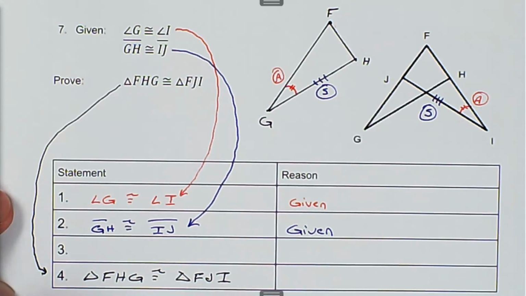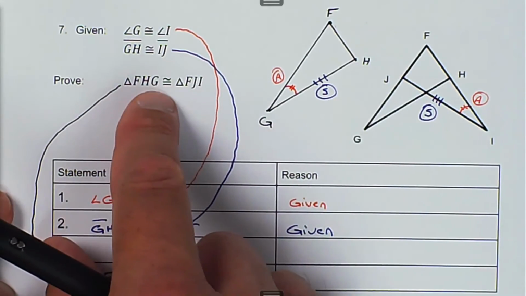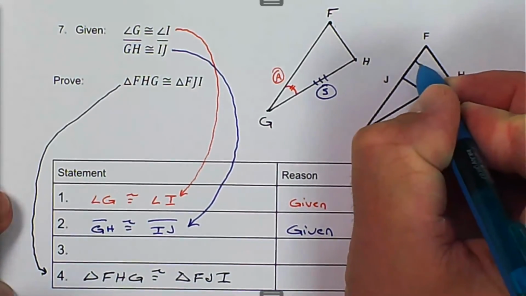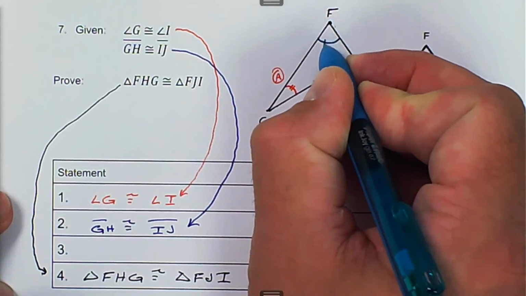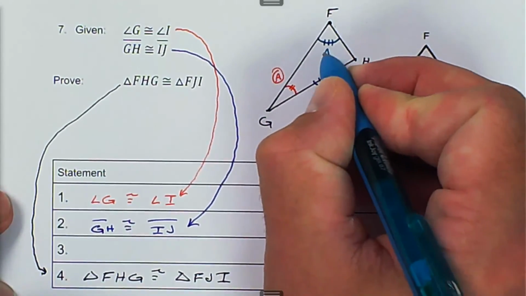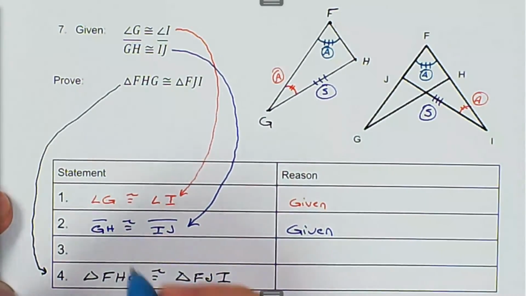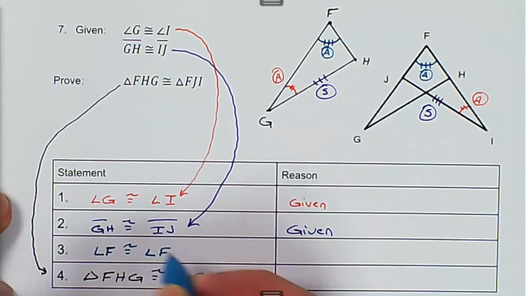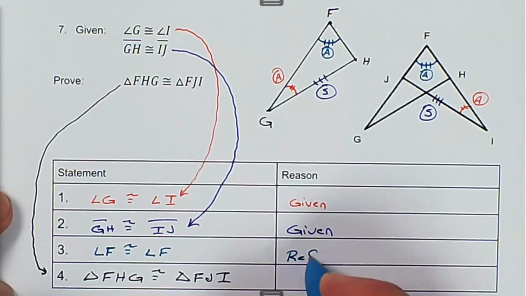And one thing that we noticed right away at the beginning was G and I matched up. Angle G was congruent to angle I, that was given. The other piece of information is angle F is congruent to angle F. And that is an angle. So angle F is congruent to angle F. And in this case, we're talking about the reflexive property of congruence.